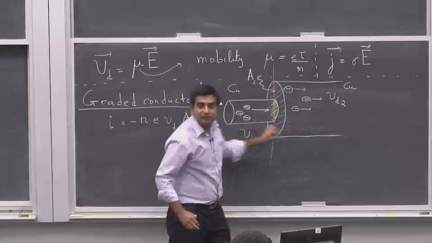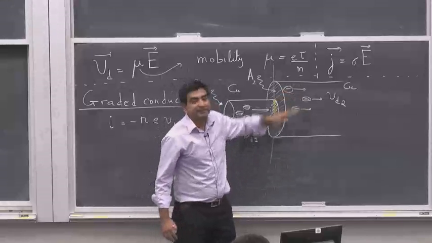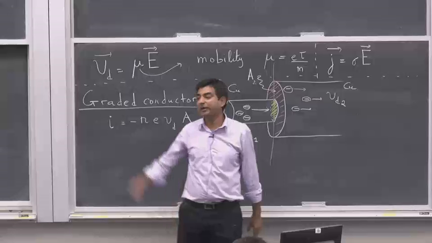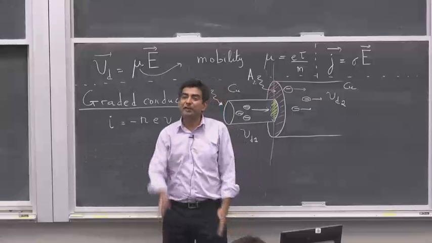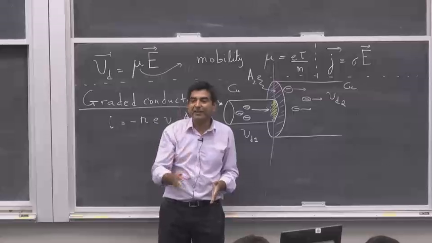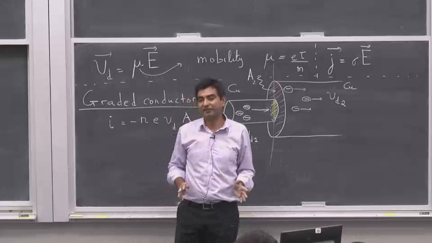And since this area is larger for this side of the conductor, there are more electrons that are leaving the interface per unit time than they're coming in. So now we have a section inside this conductor at the interface in which fewer electrons are coming in and more electrons are leaving the interface.